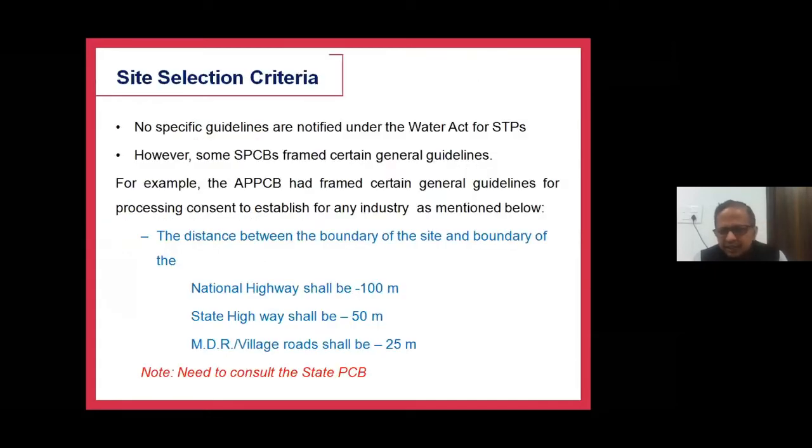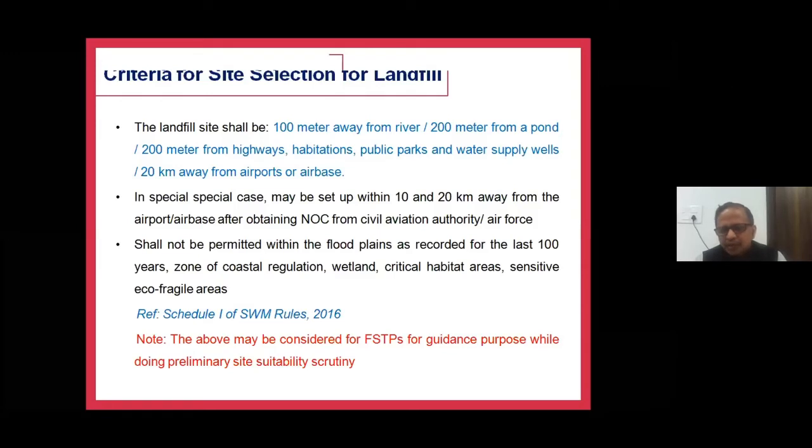Site selection: is there any guideline? To the best of my knowledge, under the Water Act or Air Act, no specific guidelines have been issued. But some state pollution control boards have issued specific guidelines for specific purposes. For example, for any industry, with reference to one state pollution control board, they stipulated it shall be 100 meters away from a highway, 50 meters from a state highway, and 25 meters from village roads, etc. Most probably the same will be applicable for STP or FSTP also. Of course, it will be reviewed case by case. While selecting sites, we probably need to discuss with the state PCB and take them into confidence.